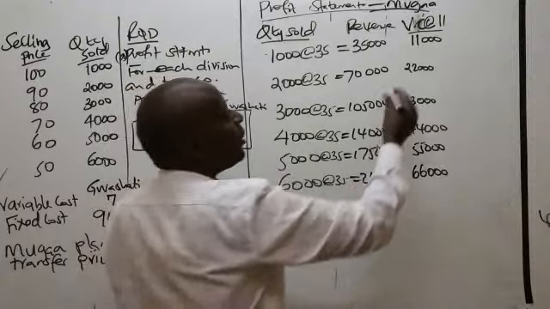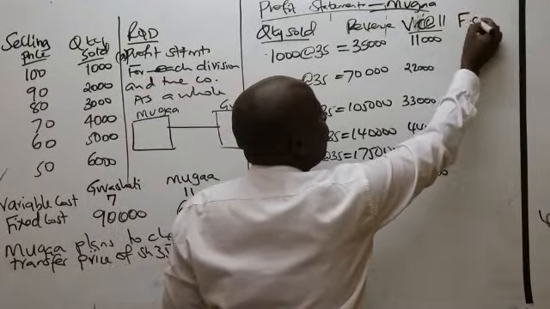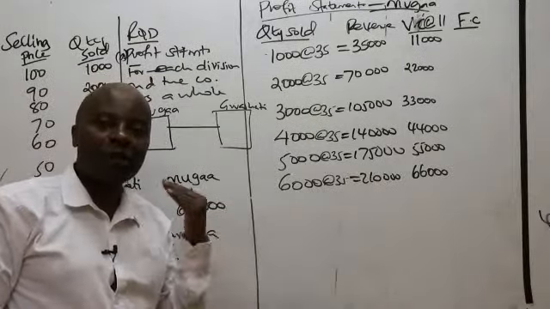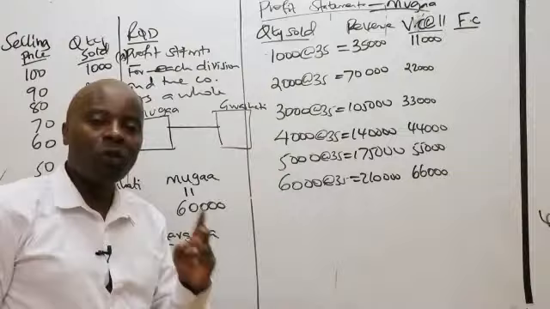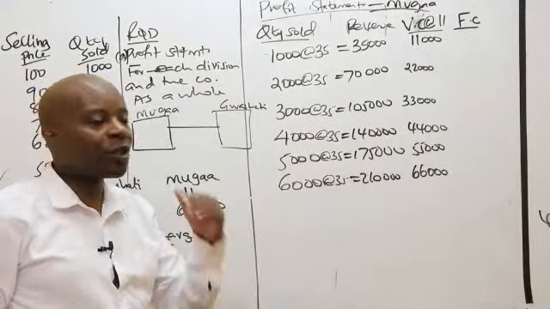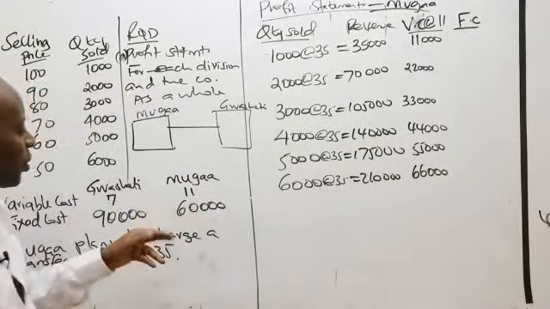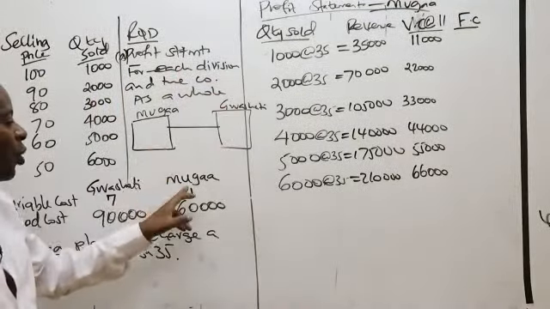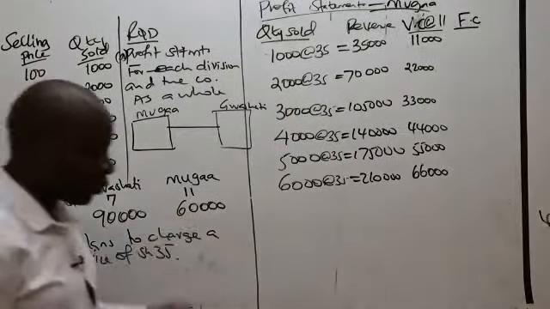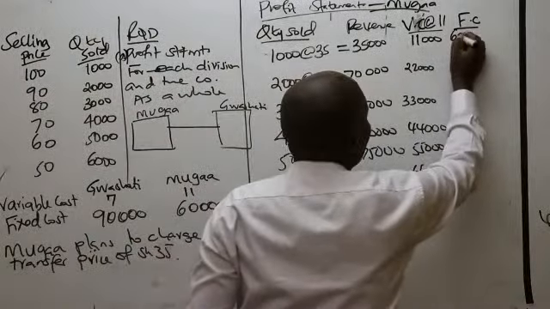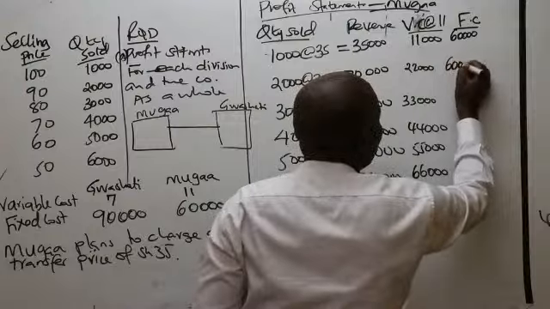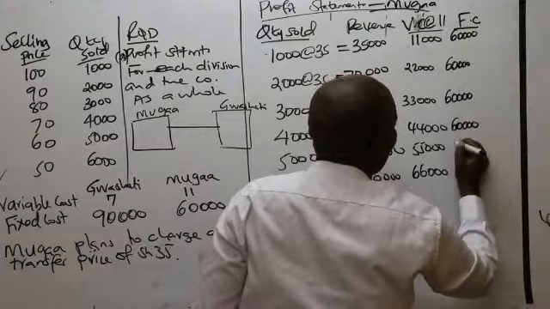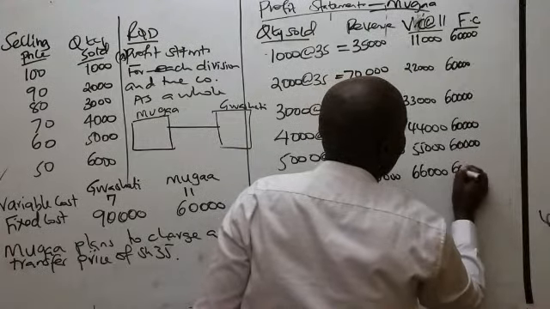Now, ladies and gentlemen, straight away come and capture the fixed costs. Fixed costs will always remain the same regardless of the volumes we produce. The fixed cost of Muga, remember we are doing a profit statement of Muga, is 60,000.